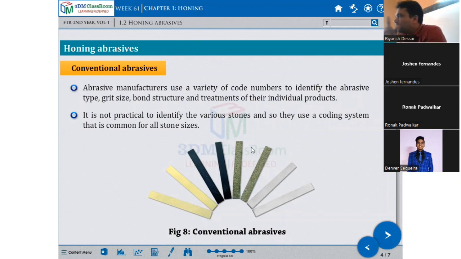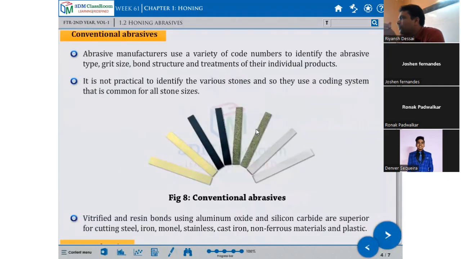During the grinding topic, I explained what the grade, bond structure, grain size, and abrasive type are. The same logic you can apply here. It is not practical to identify the various stones individually, so they have made a common coding system for all stone sizes.